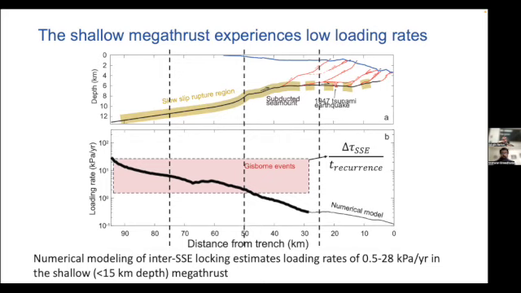So in the next slide, I'm going to show you a snapshot of this competition between loading and healing that I'm talking about at 3 representative depths, so at 25, 50, and 75 kilometers from the trench.